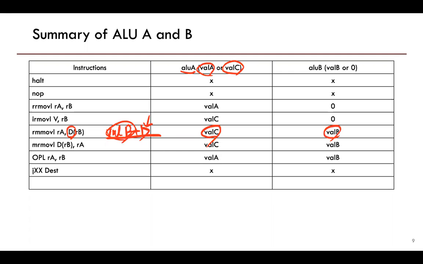Okay. Then what about RA? RA was used to read the value A, right? And then that value A directly goes to the memory module. So register A, or the value of register A, has nothing to do with the ALU. Okay, good. And then next, the MR move instruction.